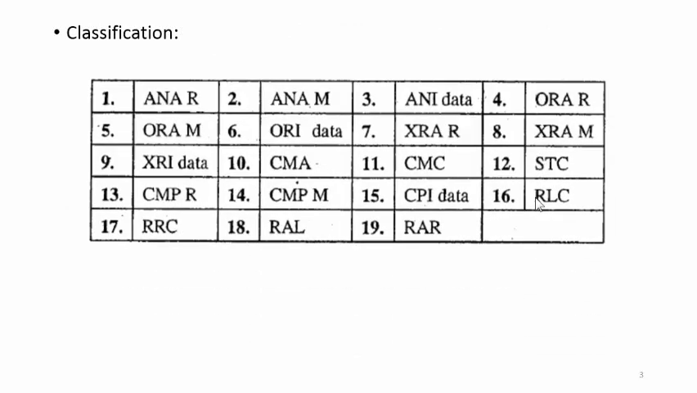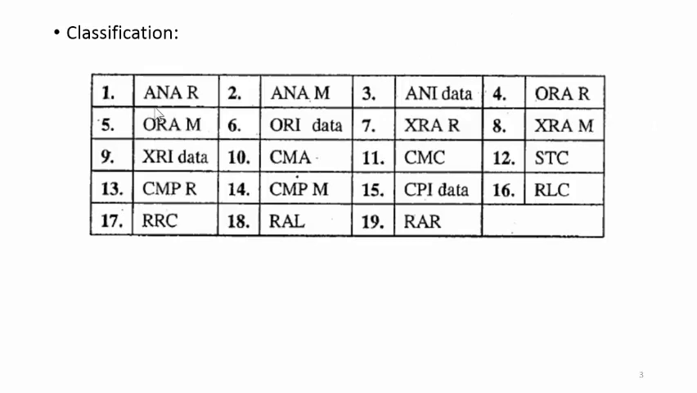So this is the classification of logical instructions. The first instruction is ANA. Here AN indicates the ANDing operation. ANA R means AND accumulator content with the specified general purpose register, where R means general purpose register. Then ANA M, AND accumulator content with memory pointed content. M means HL pointed content, M means memory. Already we have discussed the concept of M or the HL memory pointer.